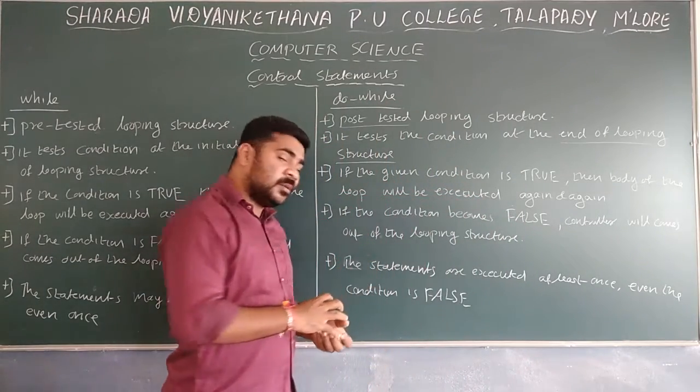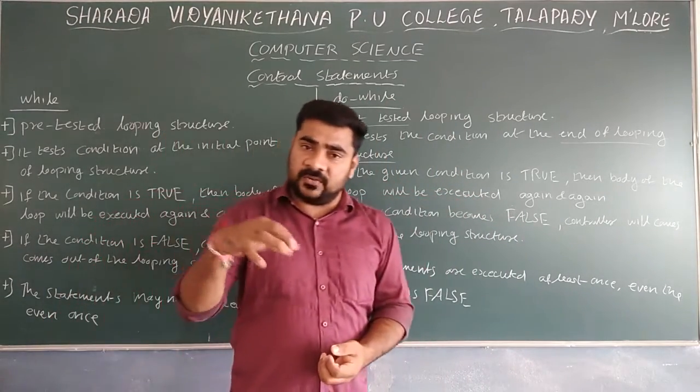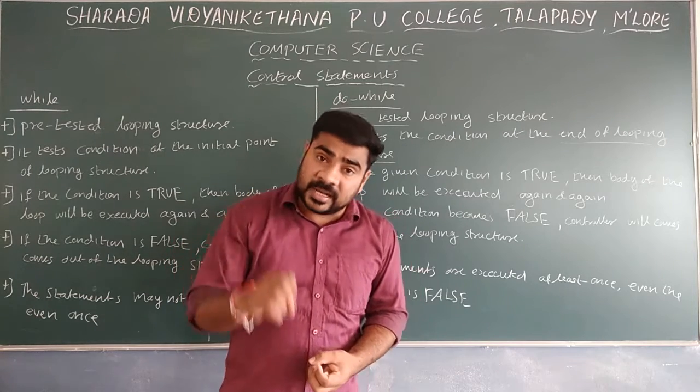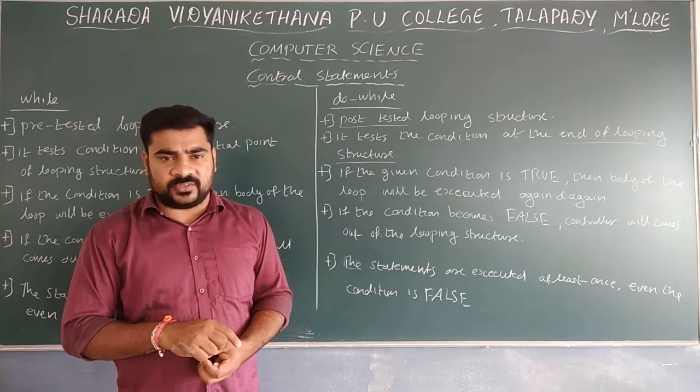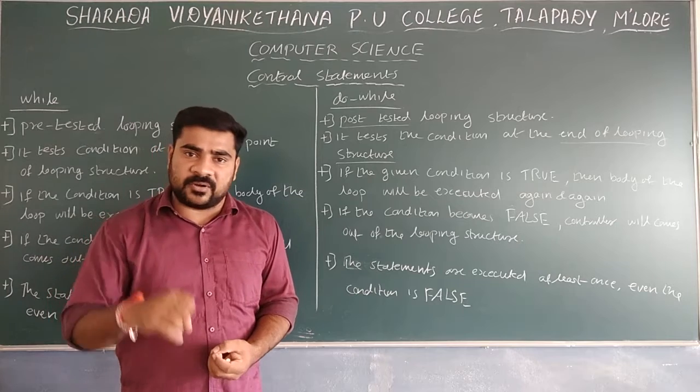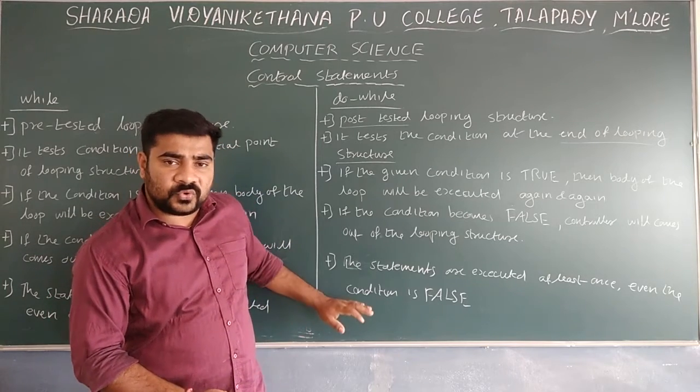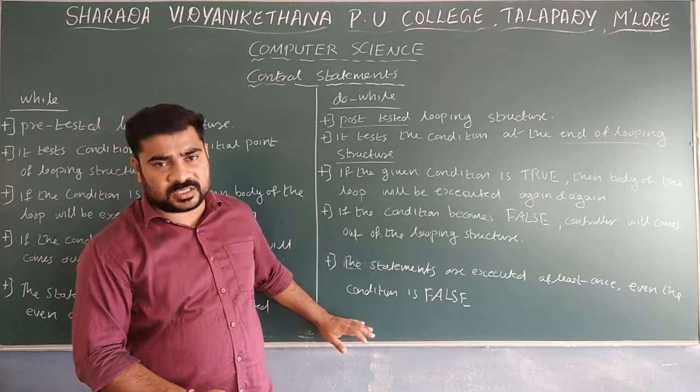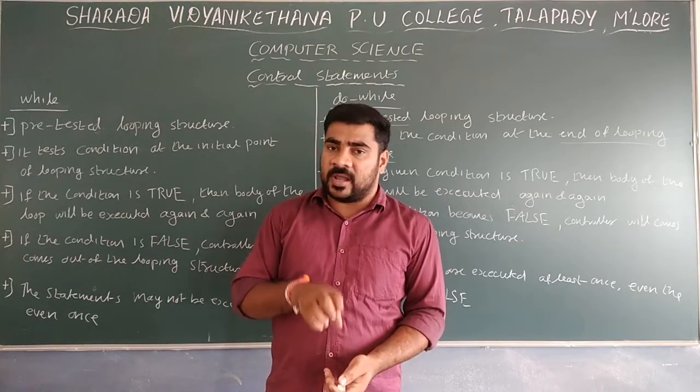But in do-while, even if the condition is false in the initial state, it will execute at least once. The body of the loop, or statements, are executed at least once in the do-while looping structure. So this is the main difference between while and do-while.